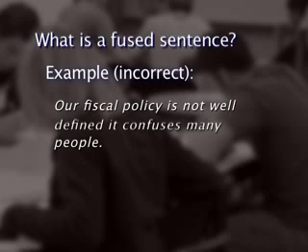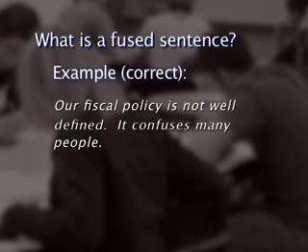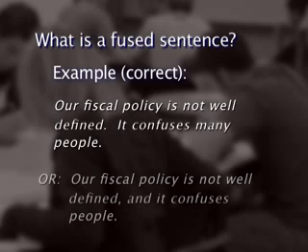In this sentence, you can see how the writer has put two independent clauses together without any punctuation between them. To fix the sentence, you could simply use a period to separate the sentences from each other. Or you could use a comma and a coordinating conjunction. You could also rewrite the sentence if you like.